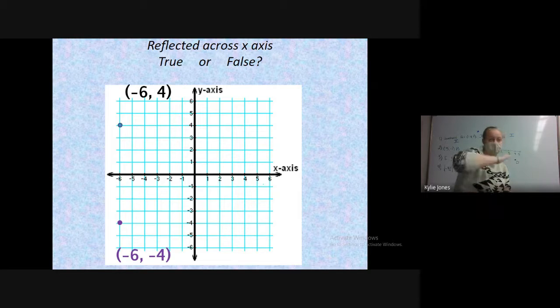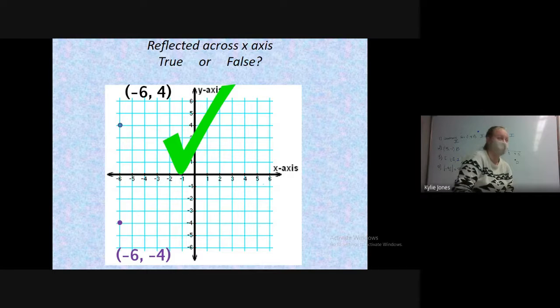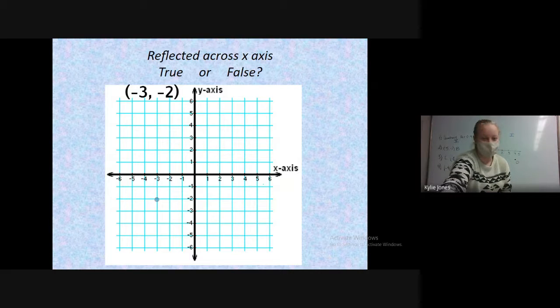Remember, the x-axis is horizontal, and you change the y-coordinate. So did they change our +4 to a -4? Yep. So is this a good reflection or a bad reflection? It's good. This one is a true reflection. They did it correctly. The check mark means true. That's why I'm doing the present part. If you're just looking at the slide, it's going to tell you already. I'm going to keep it in present mode, just so that we can check it ourselves.